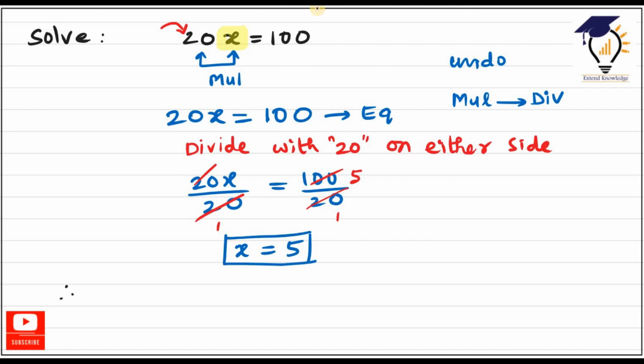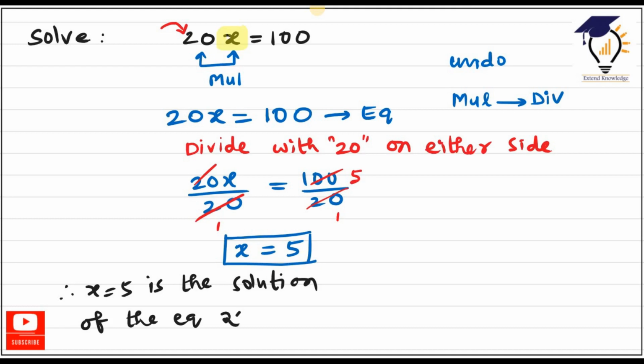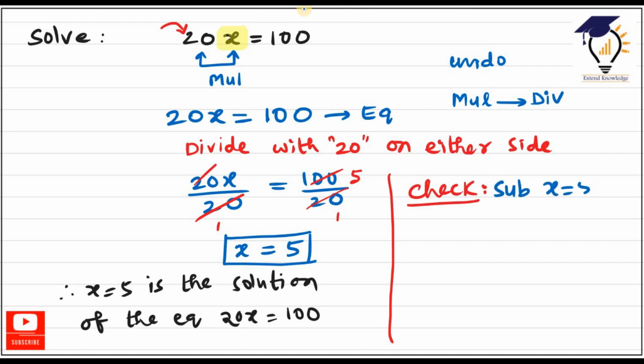Therefore, we can write this as x is equal to 5 is the solution of the equation 20x is equal to 100. Other than this, we can check the operation. How do we check that? As we have discussed in addition and subtraction property, we can check that. So substitute x is equal to 5 in the given equation. Whatever the equation is given, in that we have to plug that in. If the equation gets balanced, then our simplification is perfect.